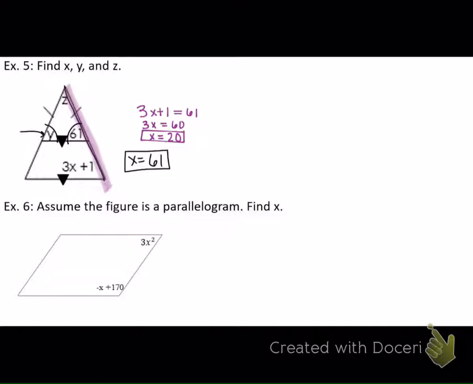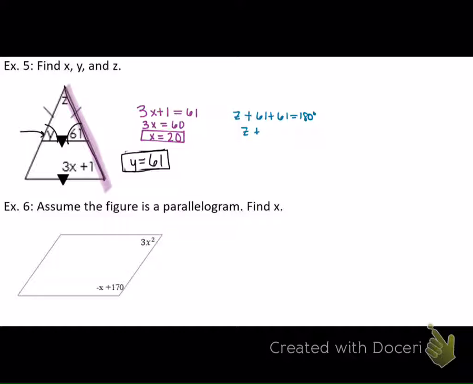How many degrees does a triangle have? Who knows how many degrees are in a triangle? Y equals 61. Yeah. How many degrees are in a triangle? 180. So z plus 61 plus 61. Almost everything's going to be 180 right now.